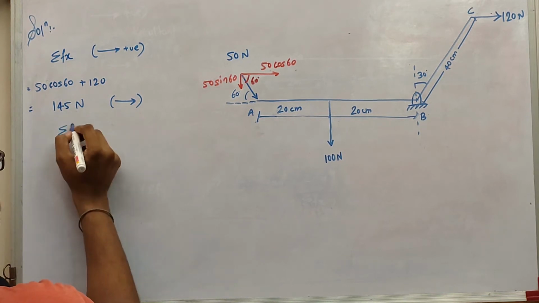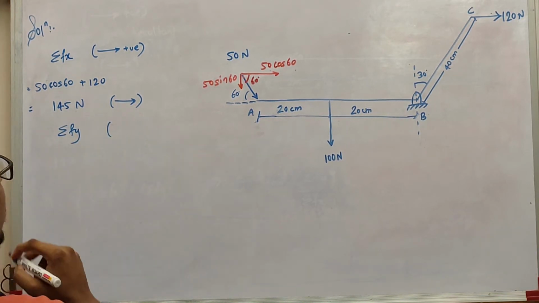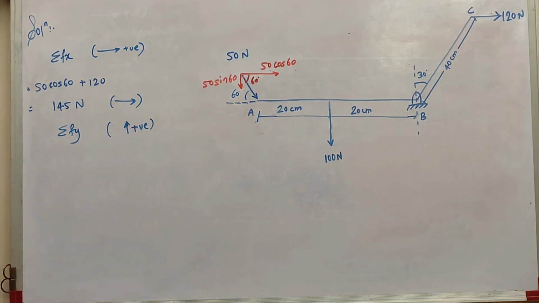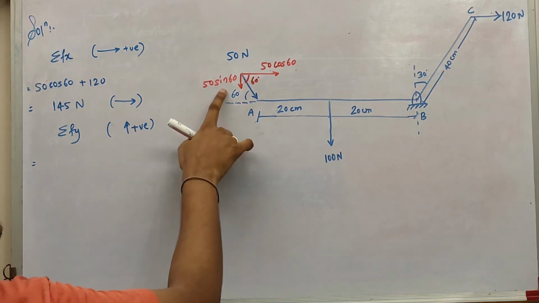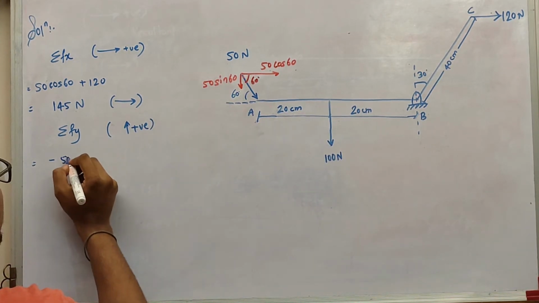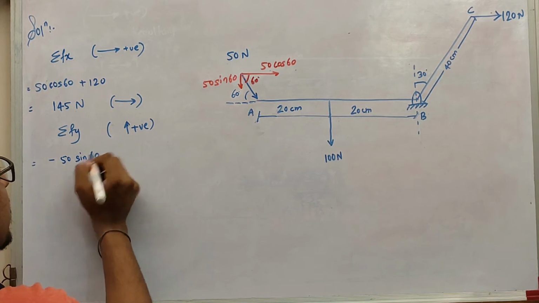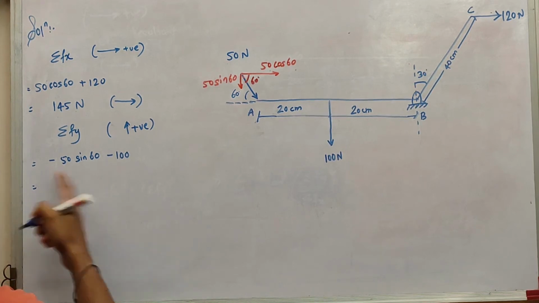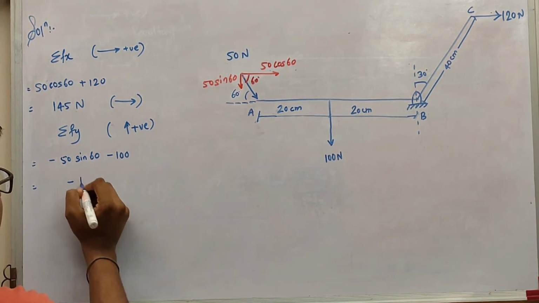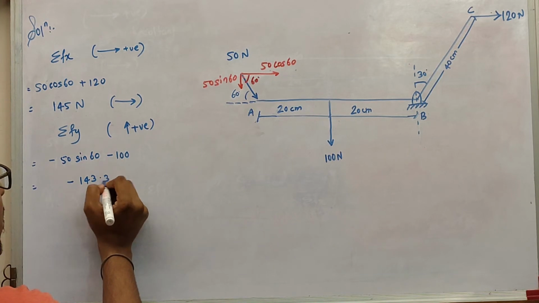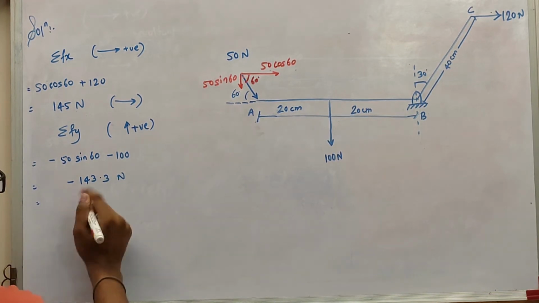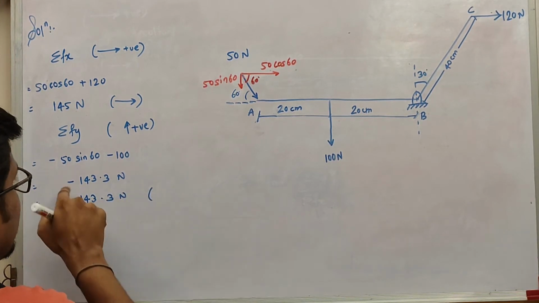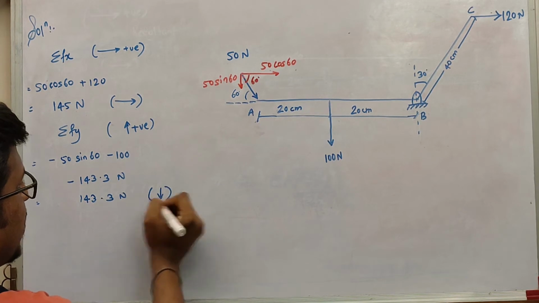Now to get the value of summation F of y, my sign convention will be whatever goes upward will be taken as positive. So let's see, here 50 sin 60 is going downward, so I'll write minus 50 sin 60, then minus 100, and that's a horizontal force, so it won't be accounted. So when I calculate, I get the value something as minus 143.3 Newton, but I'll write only the magnitude. So it is 143.3 Newton, and this negative sign will compensate into direction, that is downwards.